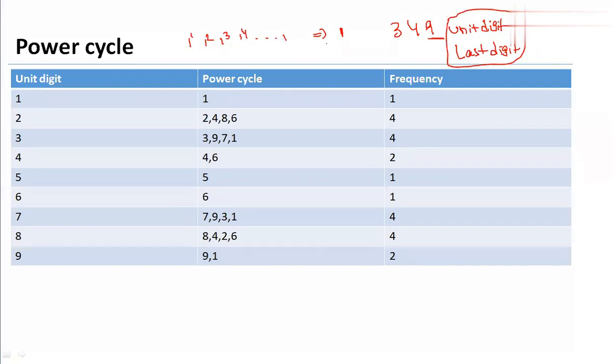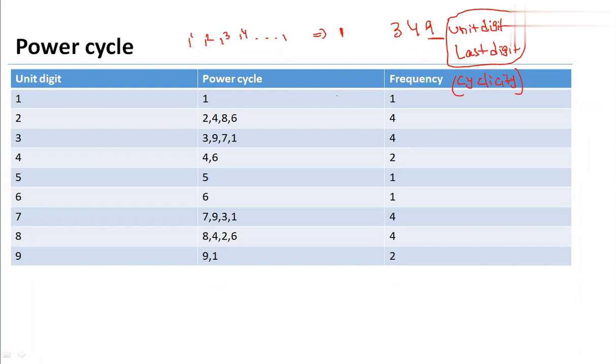The question can speak about the last digit, or the question can speak about the unit digit also. Both are the same. This frequency is nothing but cyclicity, guys. That means after how many powers of a number the unit digits are going to get repeated. I'm repeating it once again: after how many powers of the particular number? I have taken the numbers from 1 to 9, and after how many powers of the particular numbers the unit digits are going to get repeated.